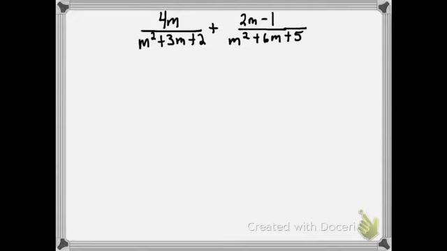Before we can add these two fractions together, we have to get this denominator and this denominator to be the same. If they're not the same, we cannot put them together. And so to be able to get them the same, we've got to figure out what our least common denominator is. So we're going to take this first denominator and factor it using reverse FOIL.